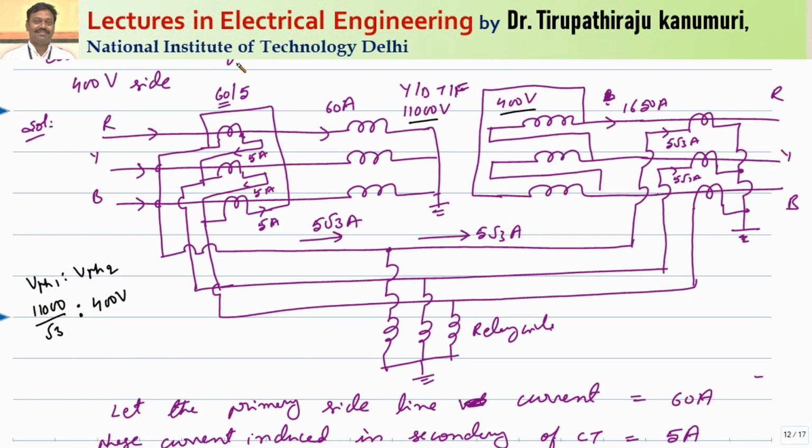So how to calculate this? Your CT ratio on the primary side is given as 60 by 5. If you want the CT ratio on the secondary side, the CT ratio of CT2 will be equal to the ratio of V phase 1 divided by V phase 2, multiplied by the CT ratio of CT1. So this will be 11,000 divided by root 3, divided by 400, multiplied by the CT ratio, which is 60 divided by 5.